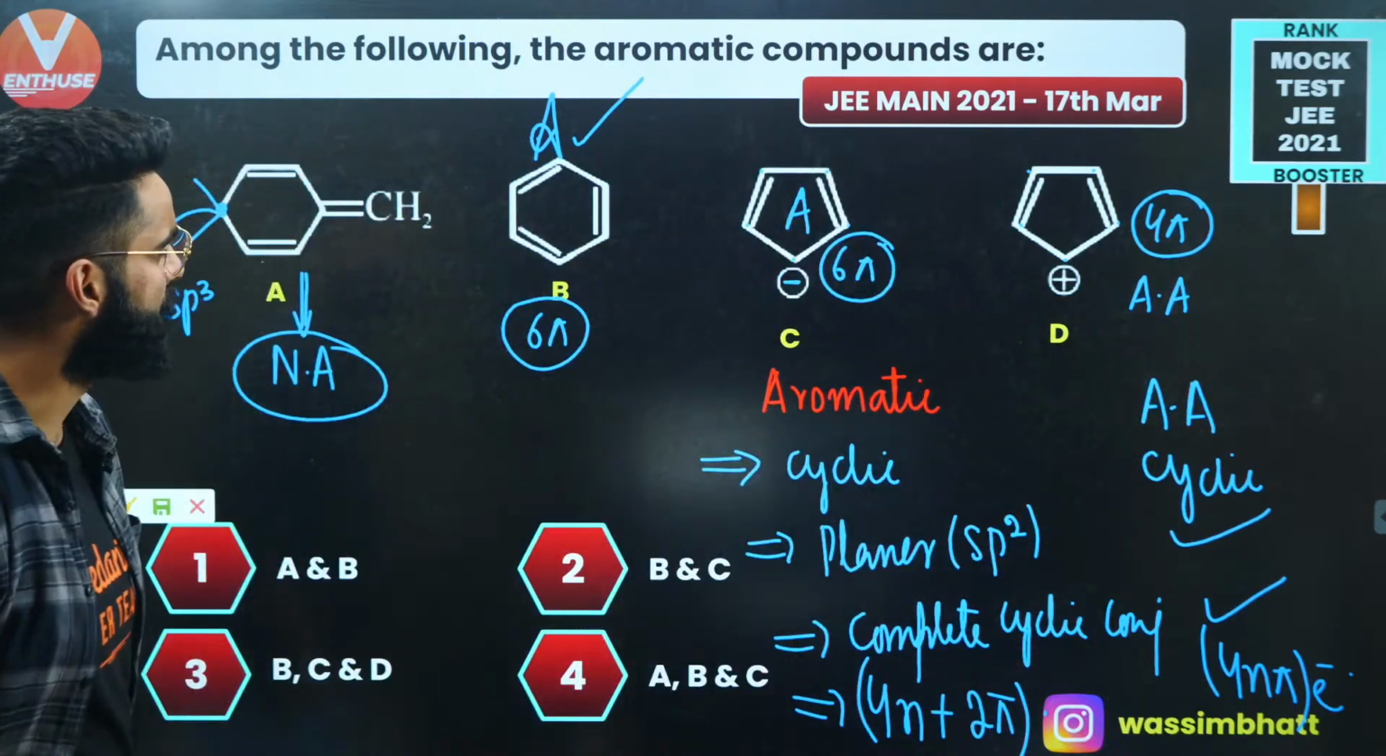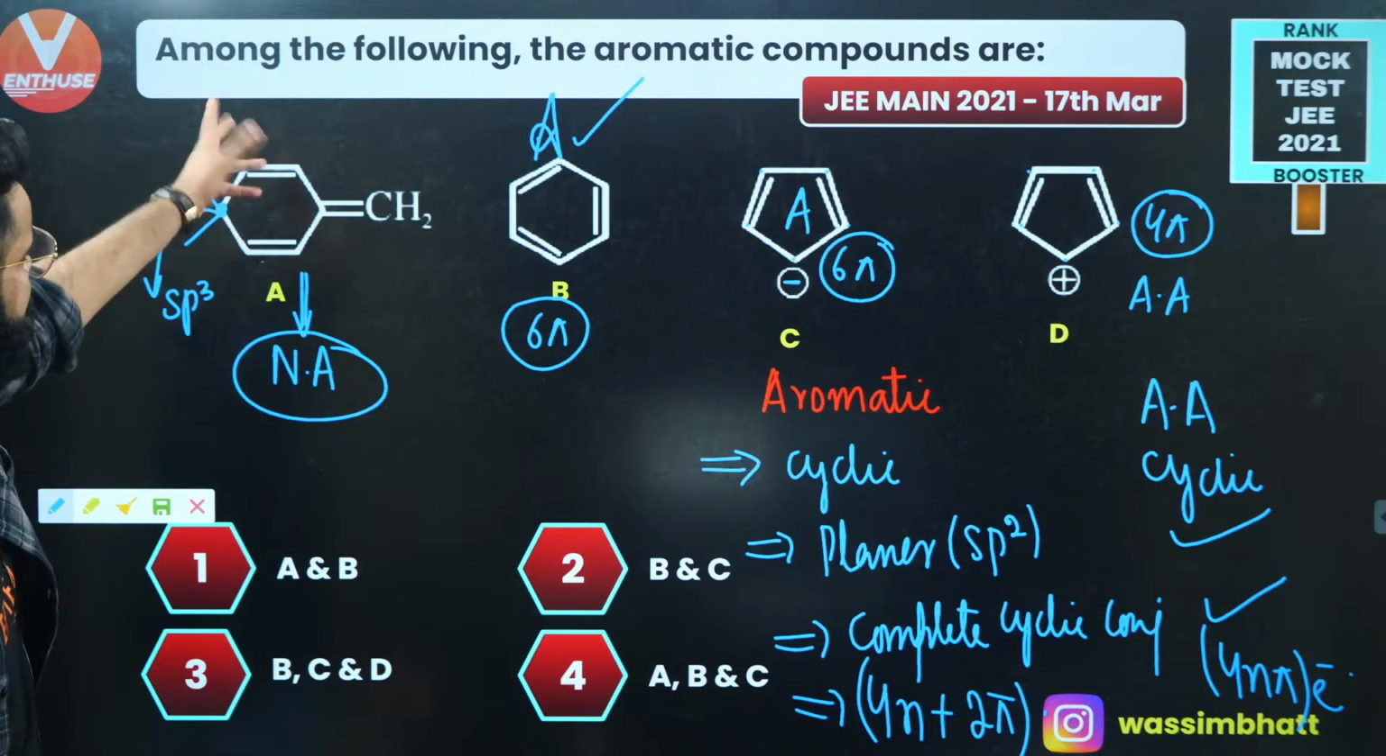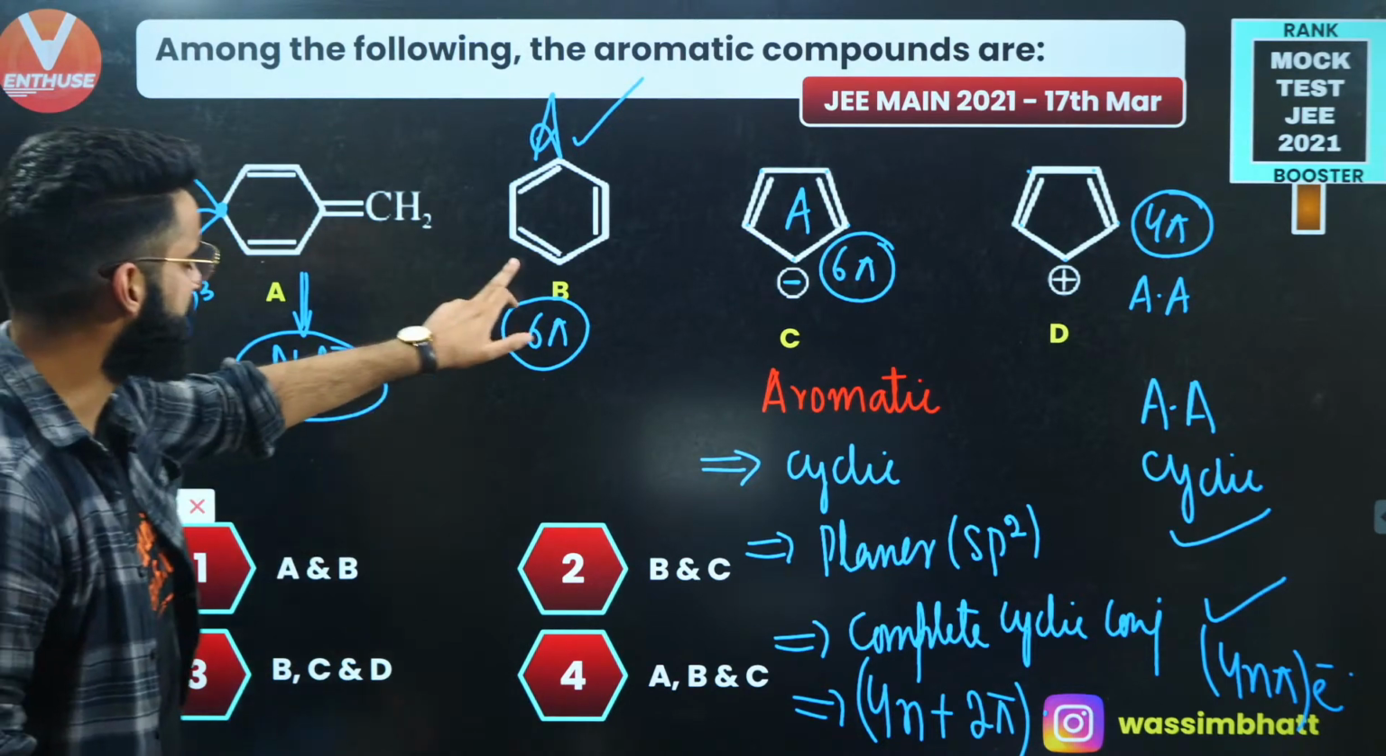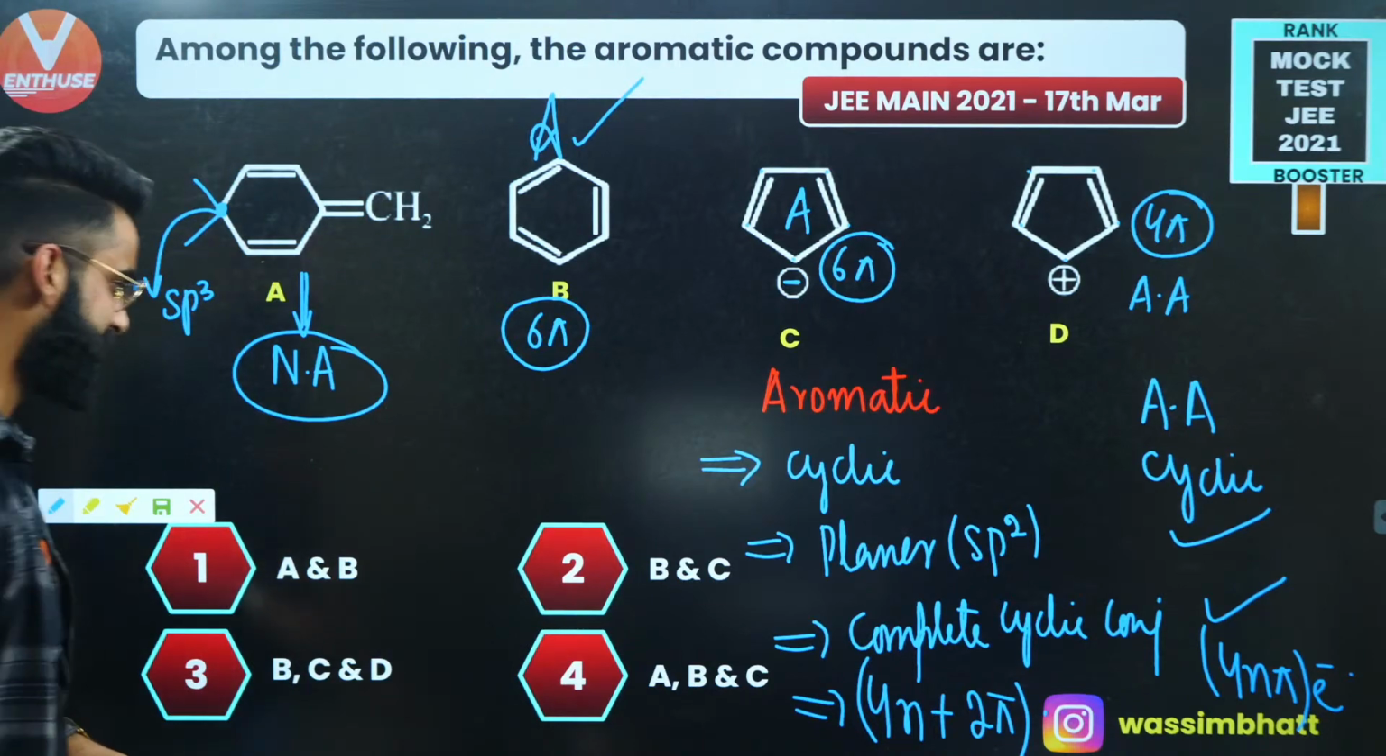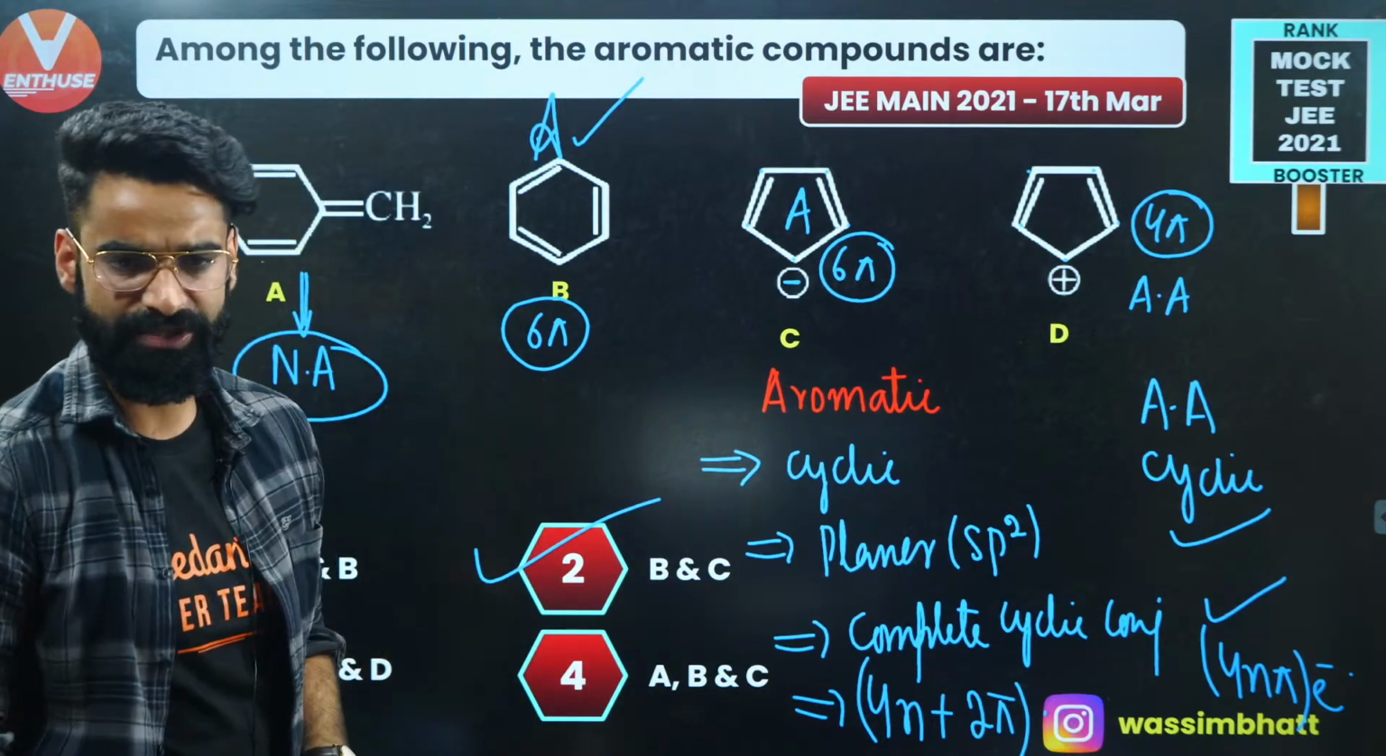What was I supposed to check? Among the following, which are the aromatic compounds? It's going to be B and C. B and C are going to be aromatic. That means option 2 is the one which is correct among all.